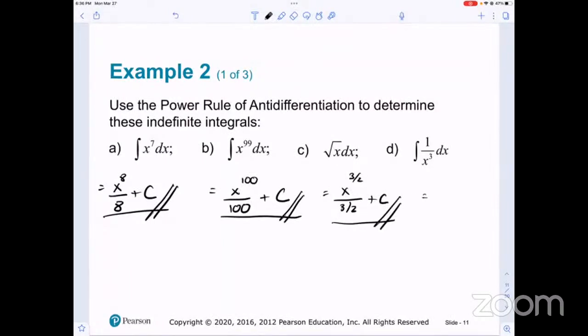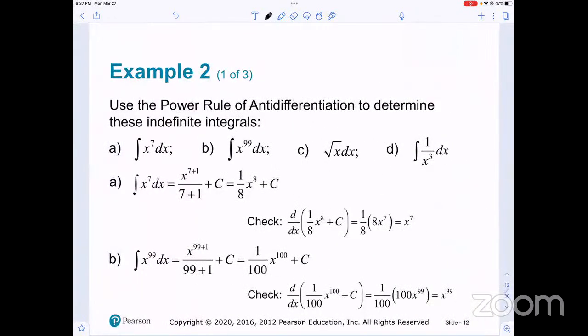So then this guy, we have 1 over x cubed. We can rewrite it as x to the power of -3. So if we use the same technique, add 1 to the power, it's going to become x to the power of -2 over -2 plus some constant. And we could simplify that. That would be -1 over 2x squared. Okay, let's just go with this for now.